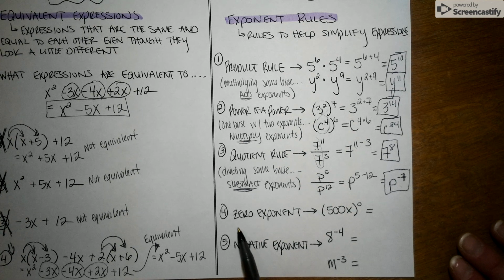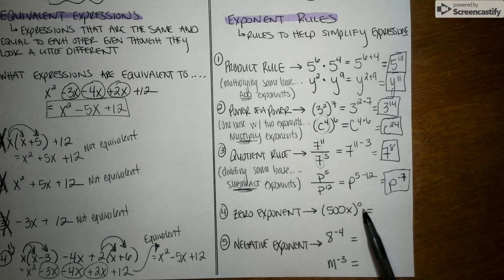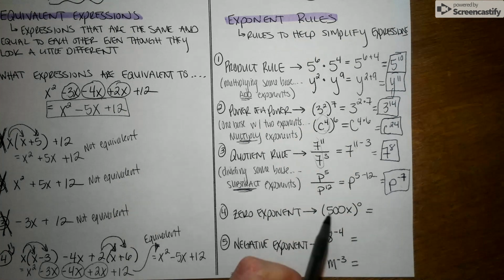All right, fourth exponent rule is called the zero exponent. This is really nice. Basically anything, so any number, any variable, anything in general that is taken to the zero exponent, as you can see here, and it can be multiple things like 500x. So remember, 500x means 500 times x, and you can see that all of that, based on the parentheses, is taken to 0. Anything to the zero exponent is 1.